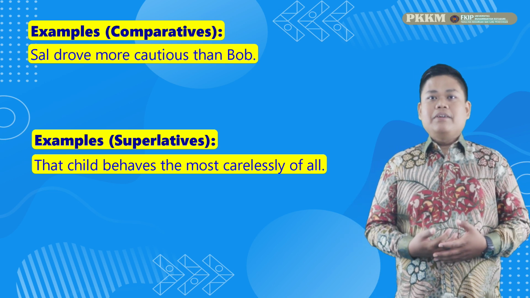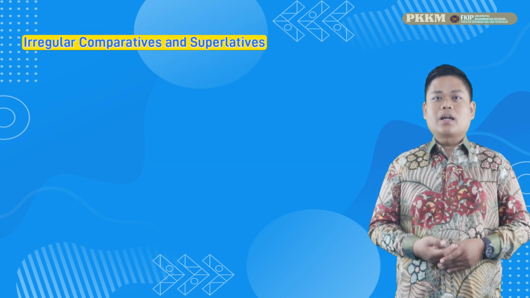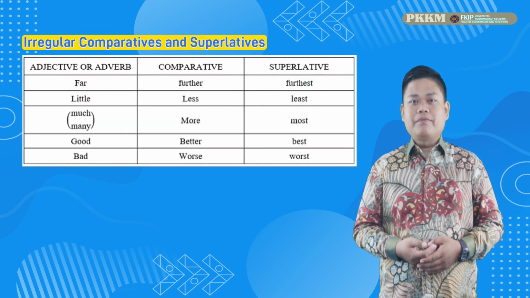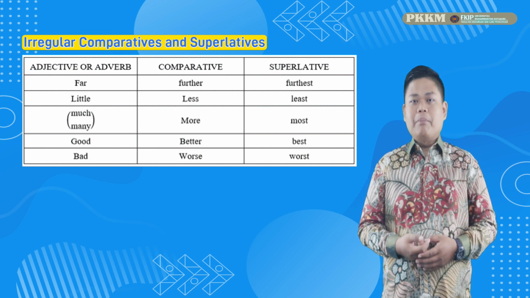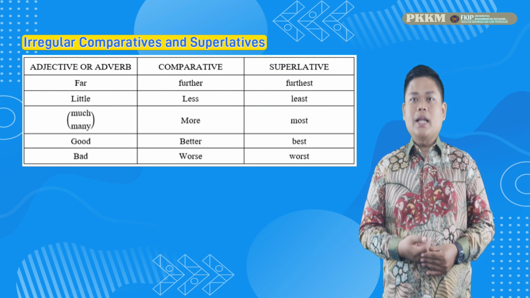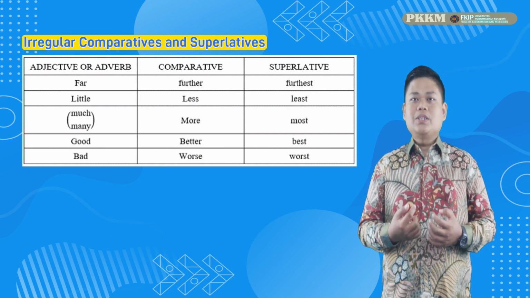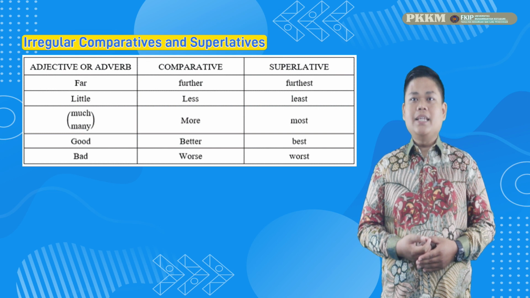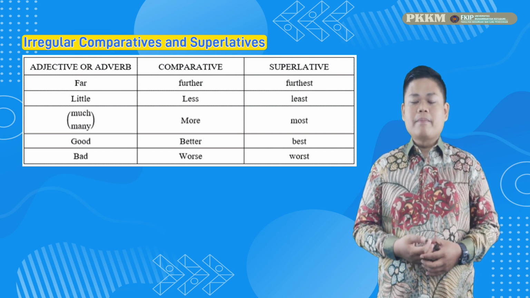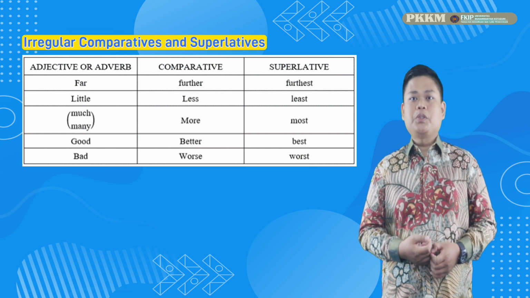A few adjective and adverb have irregular forms for the comparative and superlative. These are the example. The first is far. In comparative, we can use further, and for the superlative, we can use furthest. The second one is little. We can use less for comparative and least for superlative. The third one is much or many. We use more for comparative and most for superlative.